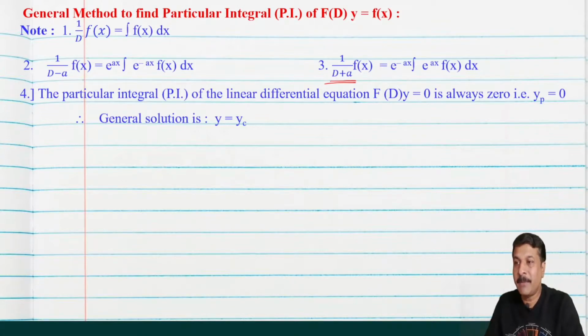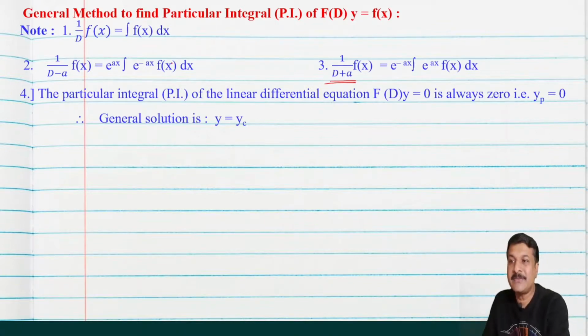The particular integral PI of the linear differential equation f of D operating on y equal to 0, it means that if the right hand side is 0, then PI equal to 0. Then the general solution is y equal to only yc, means CF. It is very easy, if we put f of x equal to 0, this value equals 0, whatever D plus a or D minus a is here.